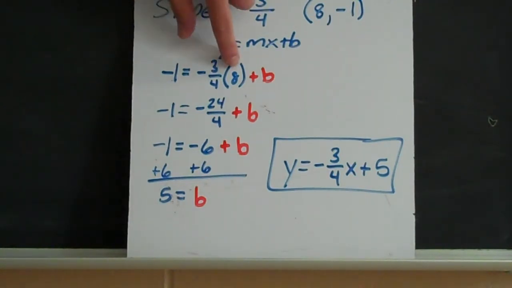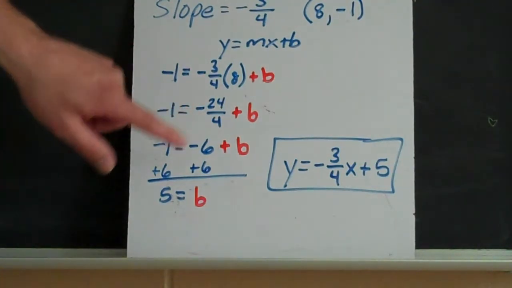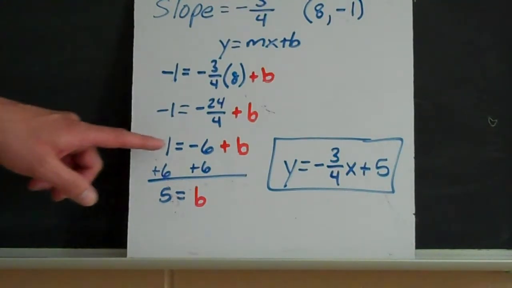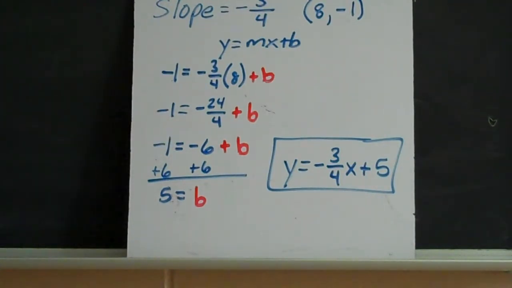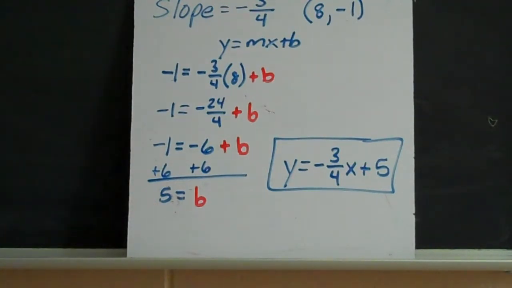Negative 3 times 8 is negative 24. Divided by 4 is negative 6. So we have negative 1 equals negative 6 plus b. To get rid of the negative 6, we have to add 6 to each side. Negative 1 plus 6 is 5. So our b value is 5.